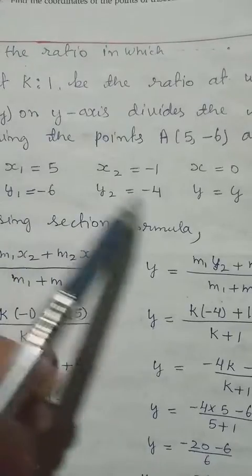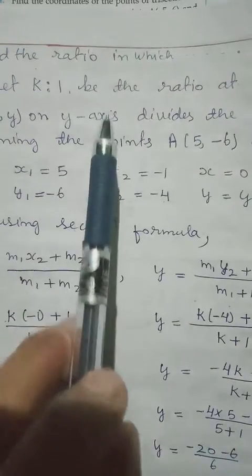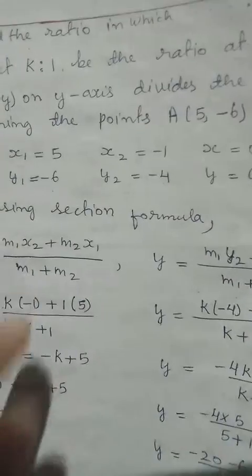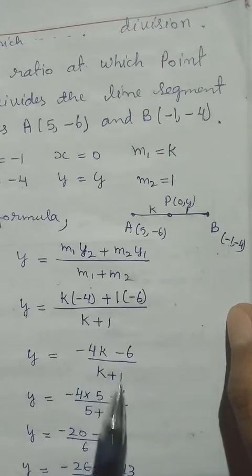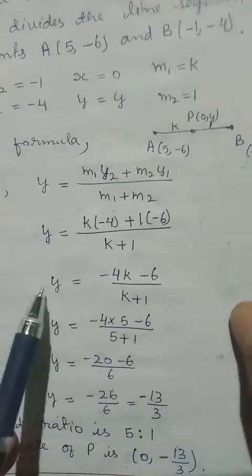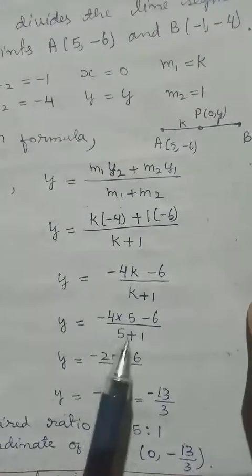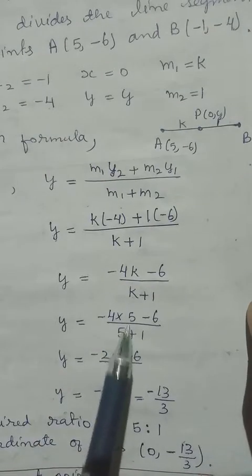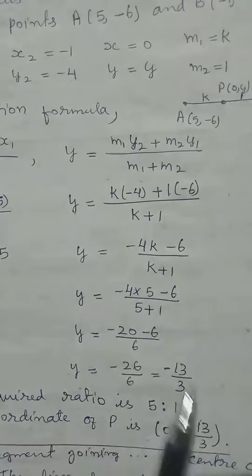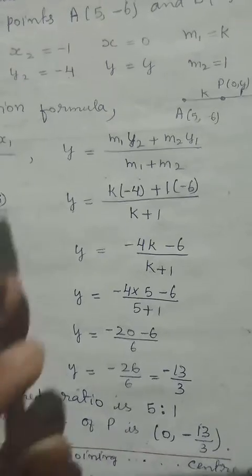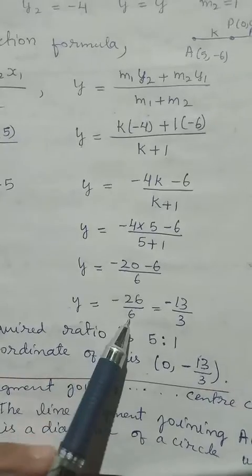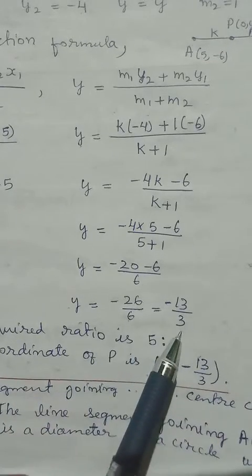Then we take for y: k into minus 4 plus 1 into minus 6 by k plus 1. So minus into plus is minus, minus into plus is minus. Then k we already know from there, 5. So in place of k we replace it with 5. Minus 4 into 5, minus 20. 5 plus 1, 6. Both minus, we can add, sign remains minus. So if we cancel with 2 up and down, we get minus 13 by 3.